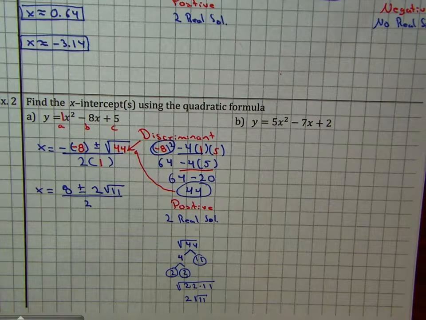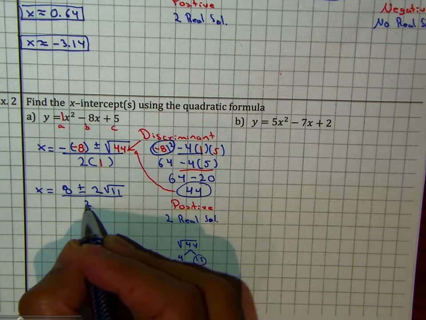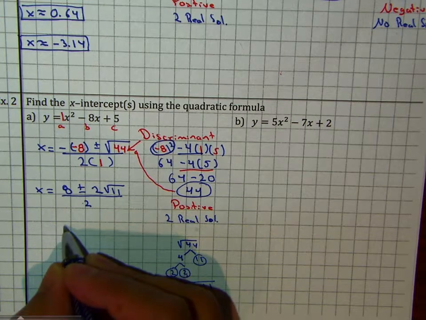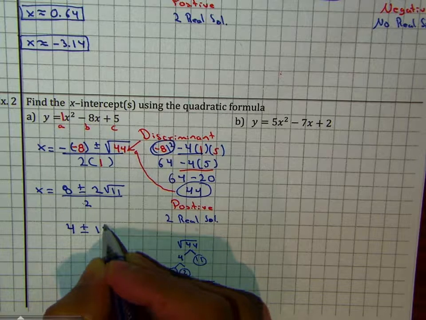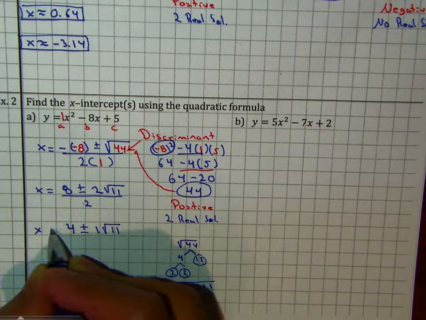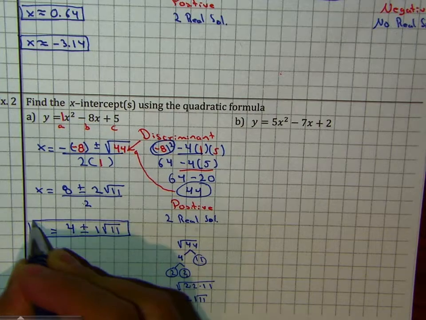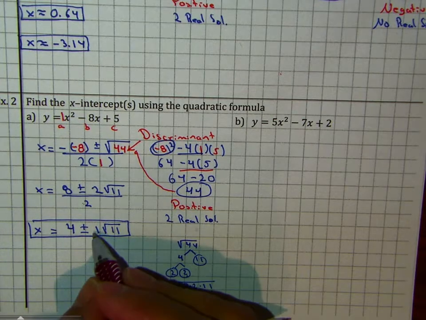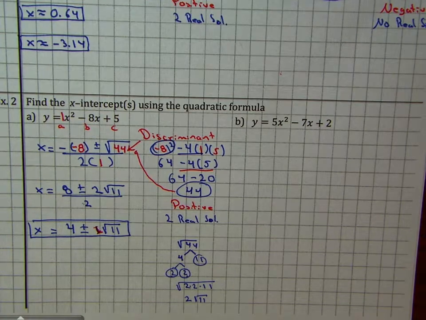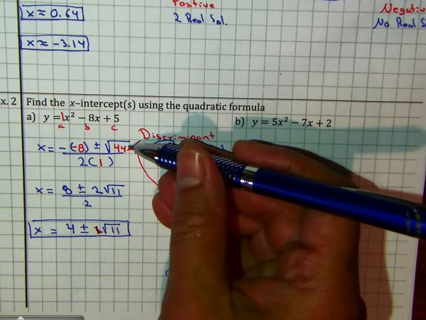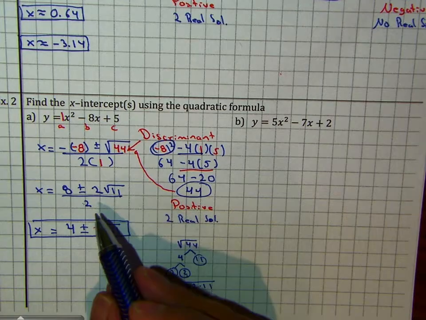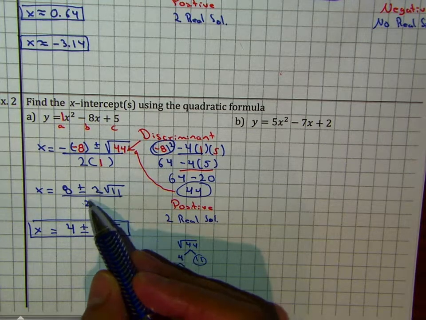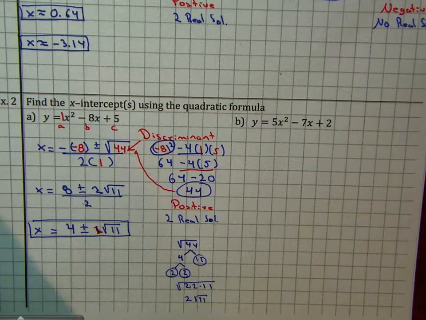We can simplify it. We can actually divide the 8 by 2. So 8 divided by 2 gives me 4 plus or minus 2 divided by 2, which is 1, times the square root of 11. And I don't need the 1 in here, so I usually don't write it down. It's like a coefficient that's hiding from you. So in these steps, you can simplify the square root of 44 as 2 square root of 11, and then we can divide each one by 2. And now we have our solutions.